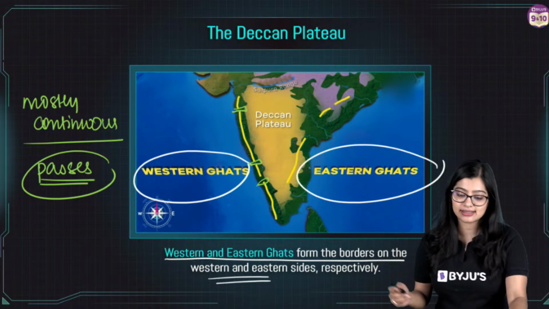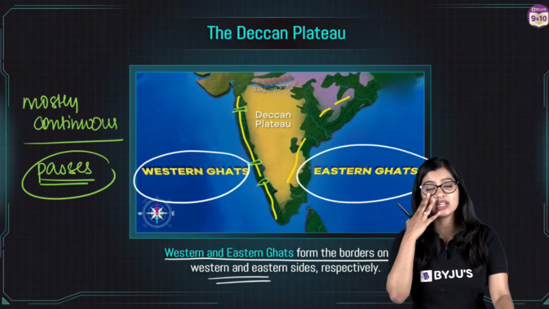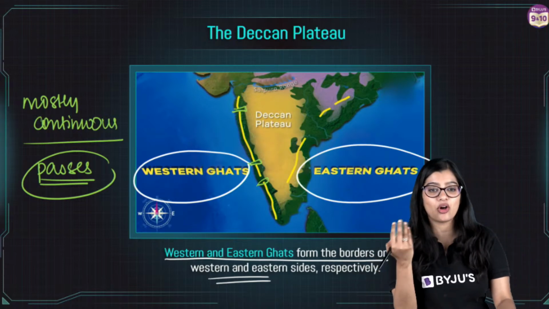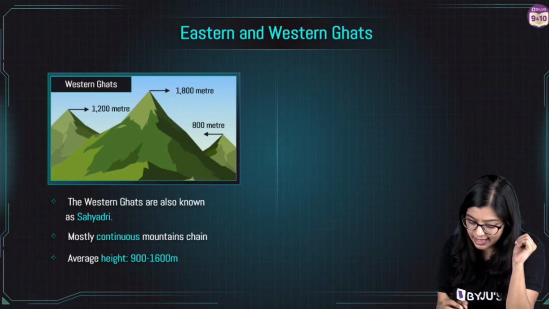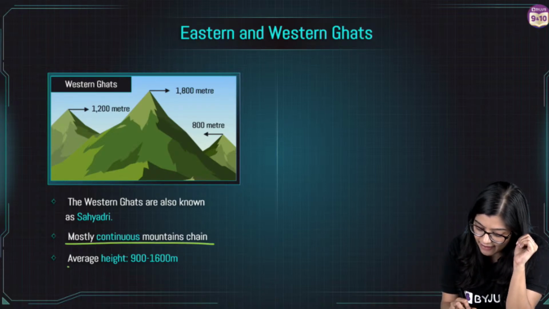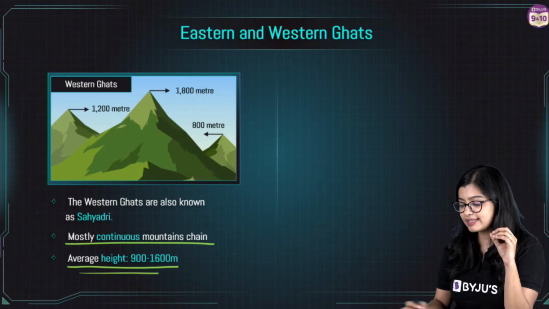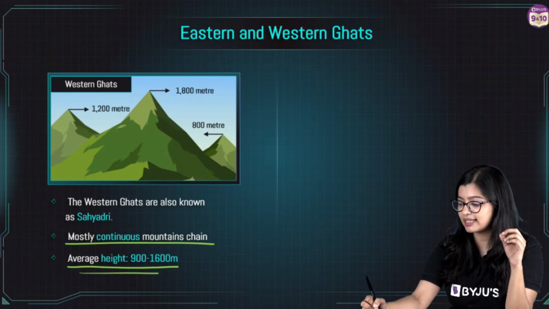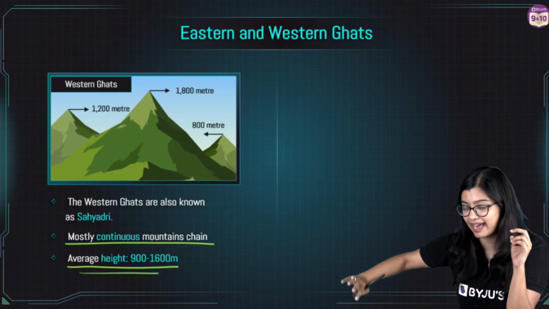In the Western Ghats, there are various types of passes. We have the Thal Ghat and Pal Ghat, which are examples of the same. The Western Ghats are mostly continuous and have an average height of 900 to 1600 meters. They start all the way from the north and extend southwards till Kerala.